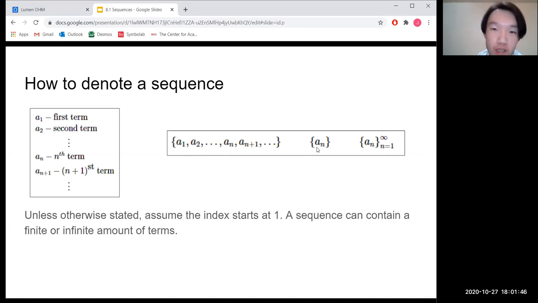They can also write it with a sub n, and a sub n is usually denoted by some sort of formula that tells you how to get a particular term in the sequence. And then they can also specify the index. So the index is basically the subscript. Like a sub 1, the index is 1, and so on and so on. The index usually starts at 1, and a sequence can have a finite amount of numbers or an infinite amount of numbers.